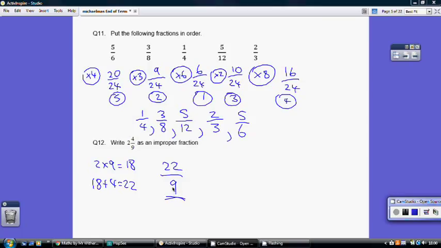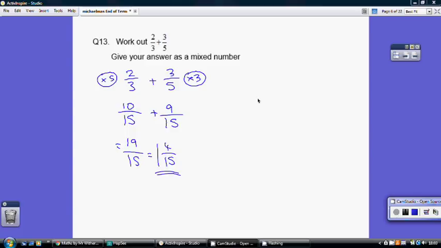Now the quick way to do it, summarising what I just said, is just do 2 times the denominator, 2 9s are 18, and add the 4 to give us 22. So 22 over 9.